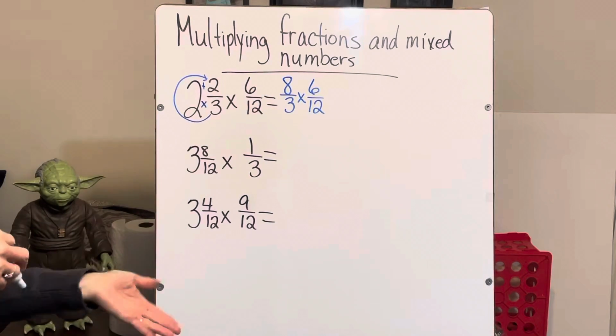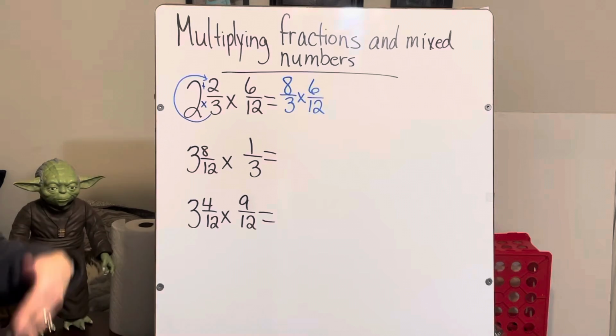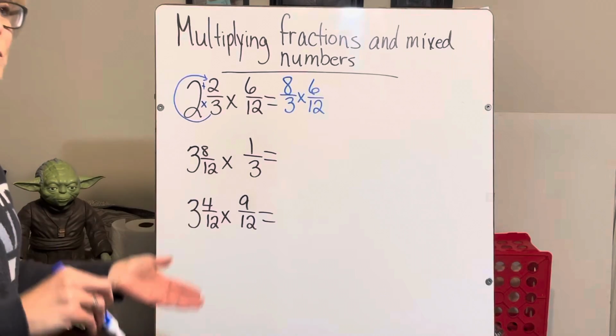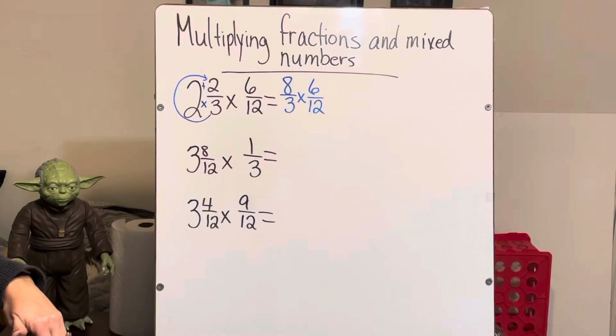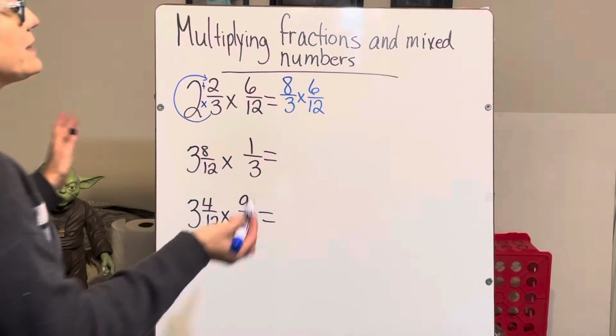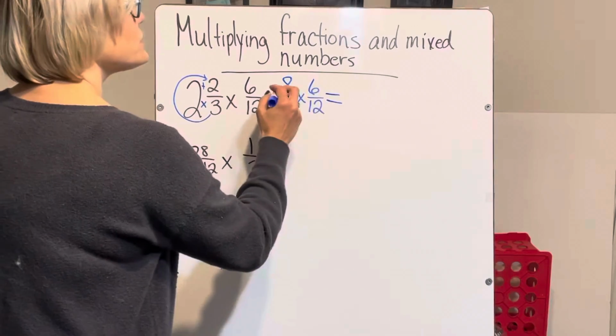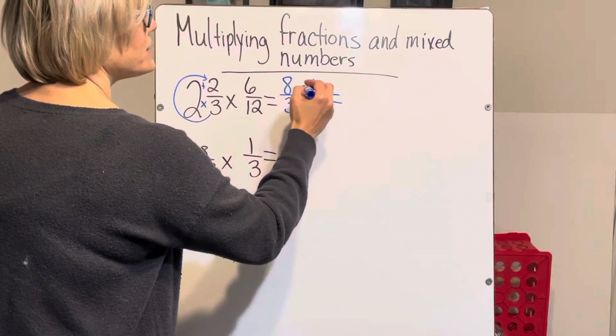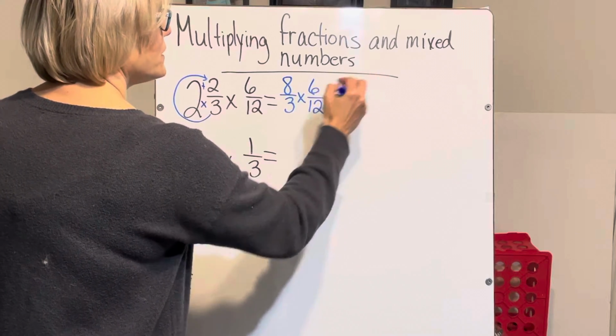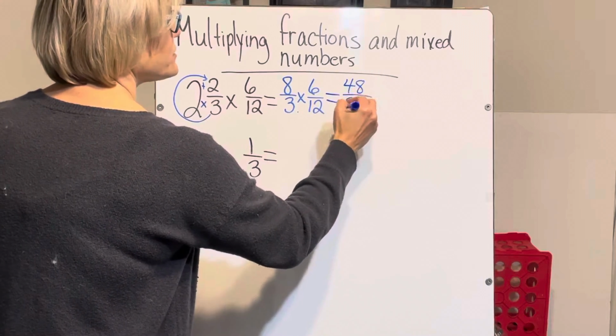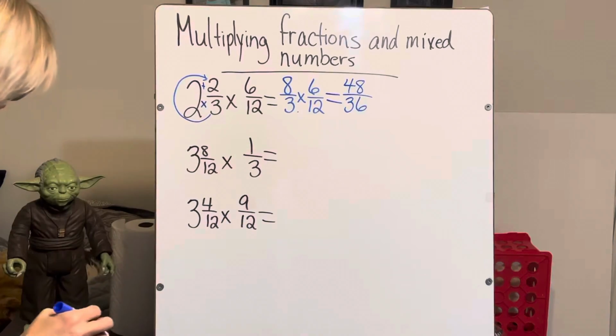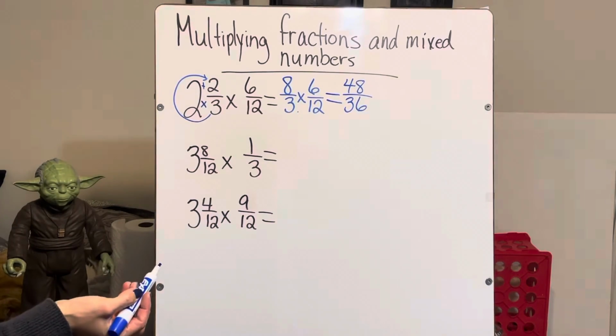Now, when I have my product, I'm going to have an improper fraction again, and I'm going to have to change that back to a mixed number to display my answer. So all I do is multiply across. 8 times 6 is 48. 3 times 12 is 36. So now I have my improper fraction.